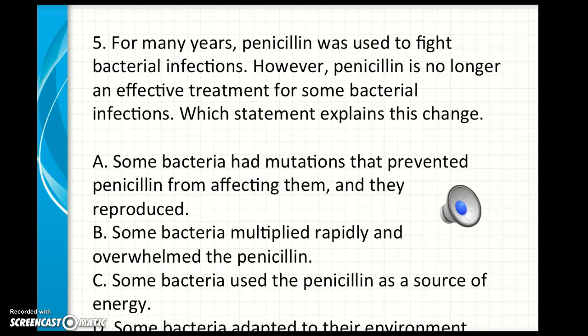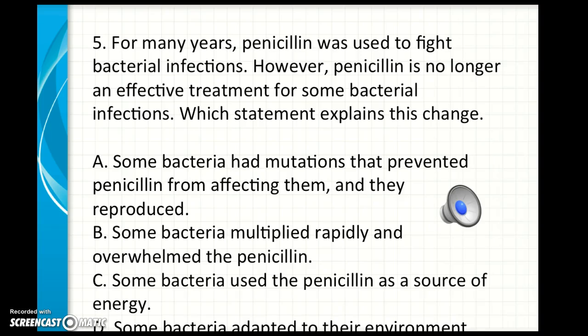Question 5. For many years, penicillin was used to fight bacterial infections. However, penicillin is no longer an effective treatment for some bacterial infections. Which statement explains this change? A. Some bacteria had mutations that prevented penicillin from affecting them and they reproduced.